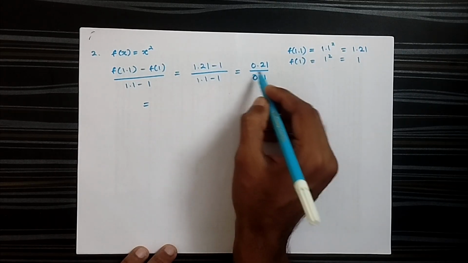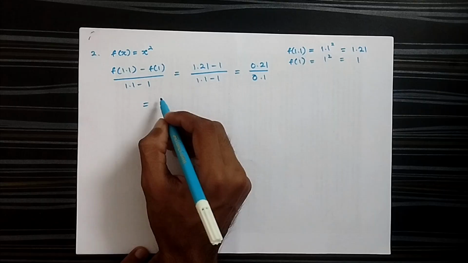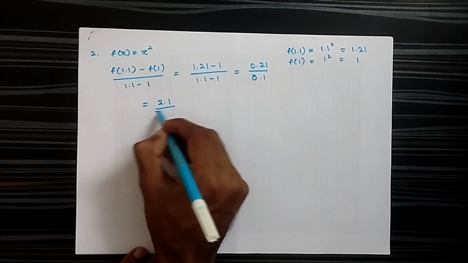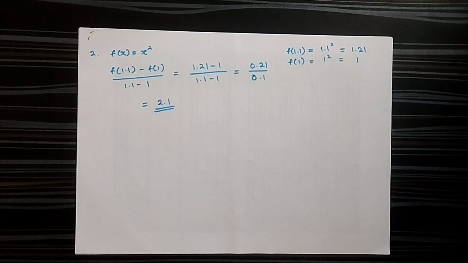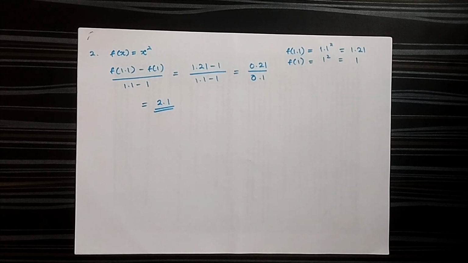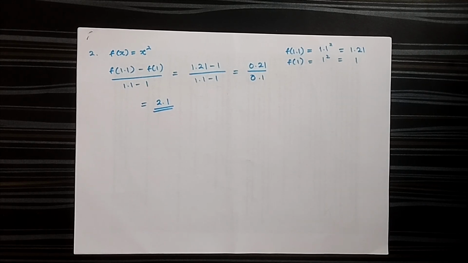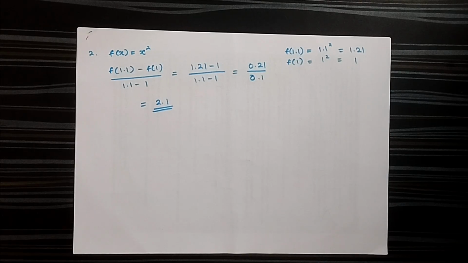Solving that, we'll get 2.1 as the final answer. So that was that. It was pretty simple. We just had to find the values of the function f of 1.1 and f of 1 and simplify the answer.